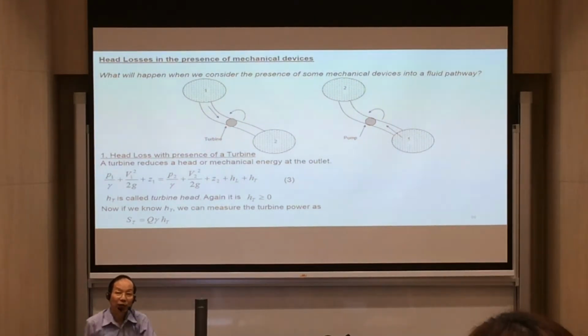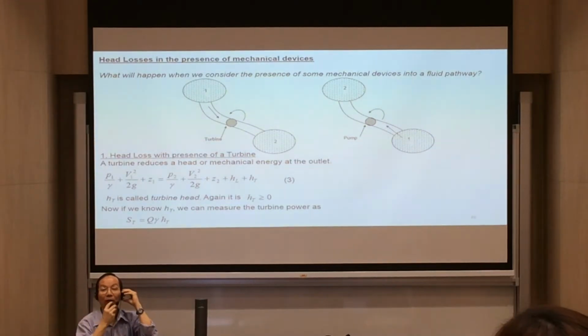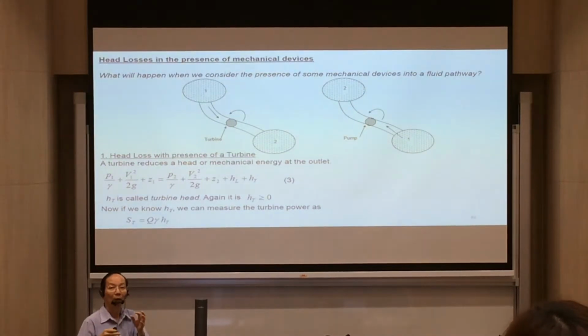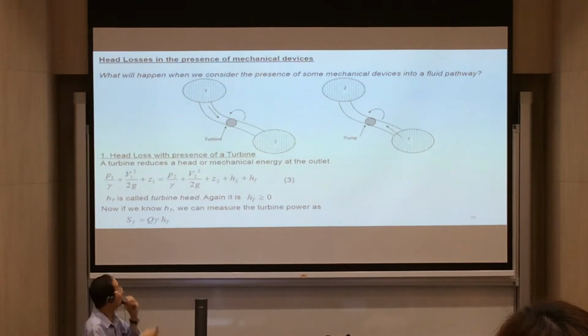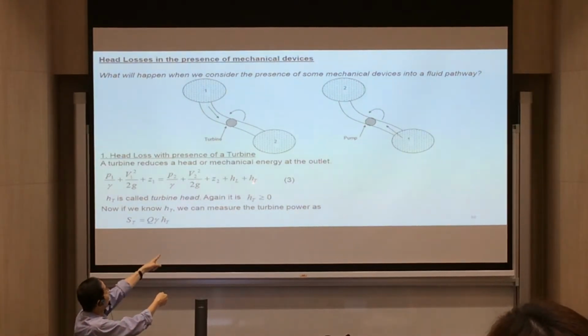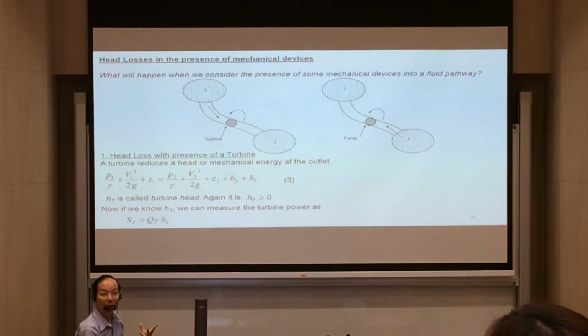It takes energy from the flowing fluid and converts it to electrical energy. So part of the energy in the flowing fluid is converted to electrical energy. So there's loss of some more head, loss of head due to the turbine. You must put that term there.